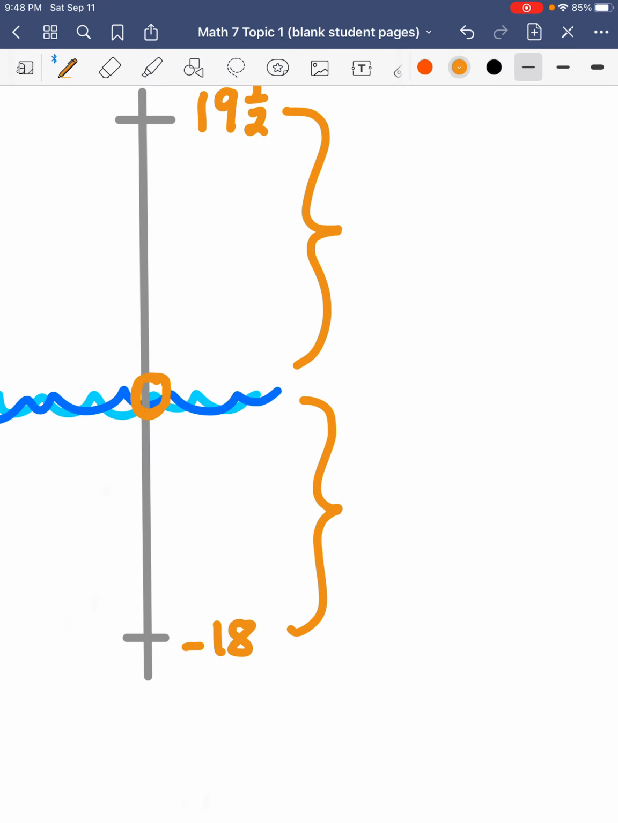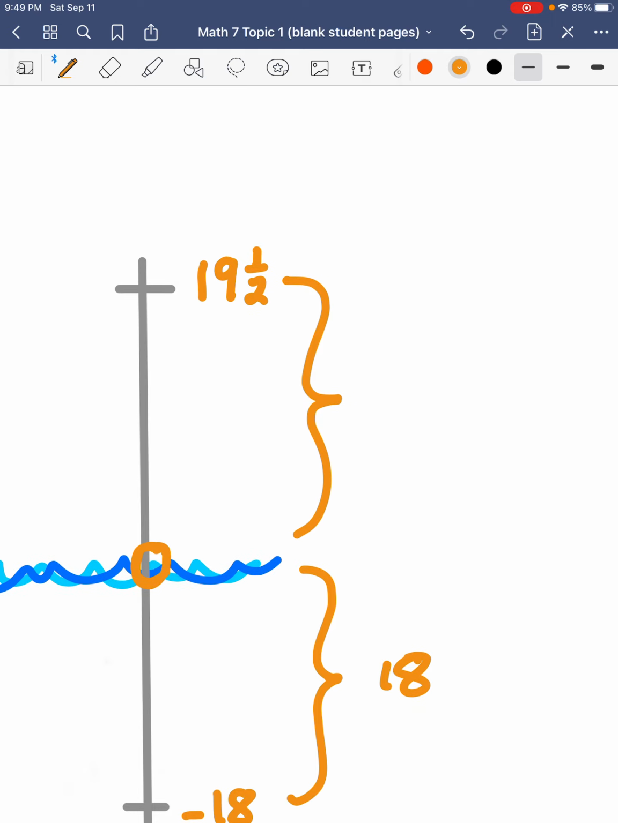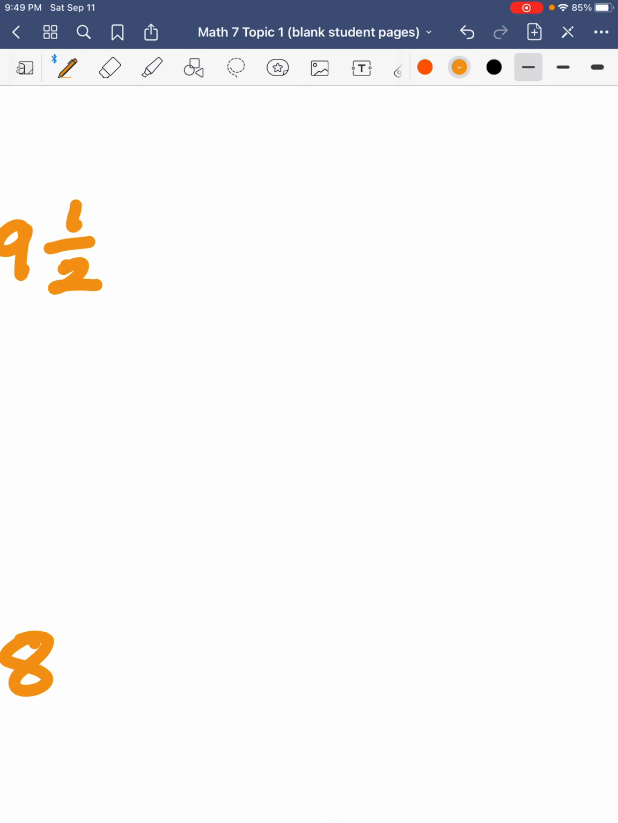So what is the distance from -18 to 0? In other words, what is the absolute value of -18? Well, it's 18. Okay, what is the distance from 0 to 19.5? In other words, what is the absolute value of 19.5? Well, it is 19.5. So now that I have my two absolute values, I can add them together. So I'm adding 18 plus 19 and 1/2.